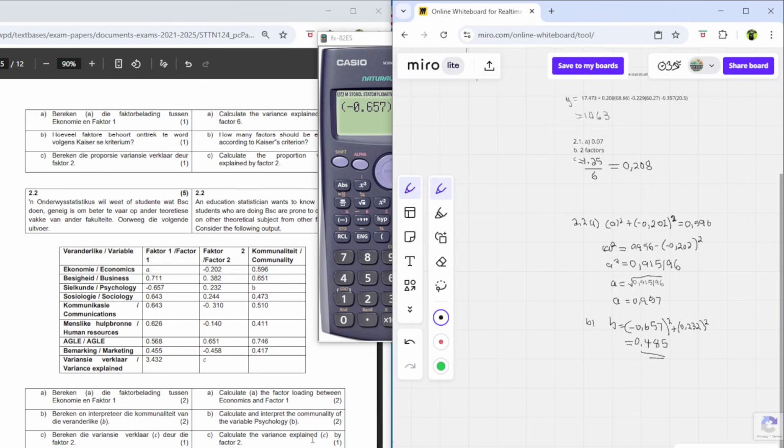Calculate the variance explained c by factor 2. They want the value of c over here. So you're going to do the same thing with that as well. We're going to put all these numbers in brackets and then you square them, to find the variance explained by factor c.